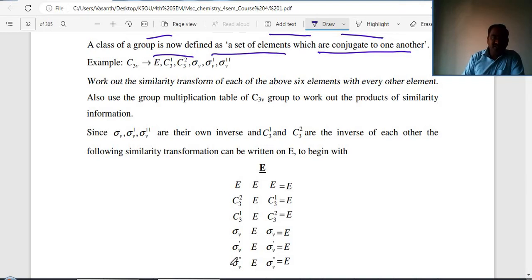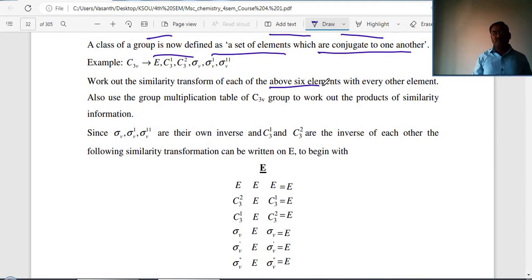Here we find the similarity transforms of each of the above 6 elements with every other element. Also use the group multiplication table of the C3V group to work out the product of the similarity transformations. Sigma V dash and sigma V double dash are their own inverses, and C3 dash and C3 square are the inverses of each other.